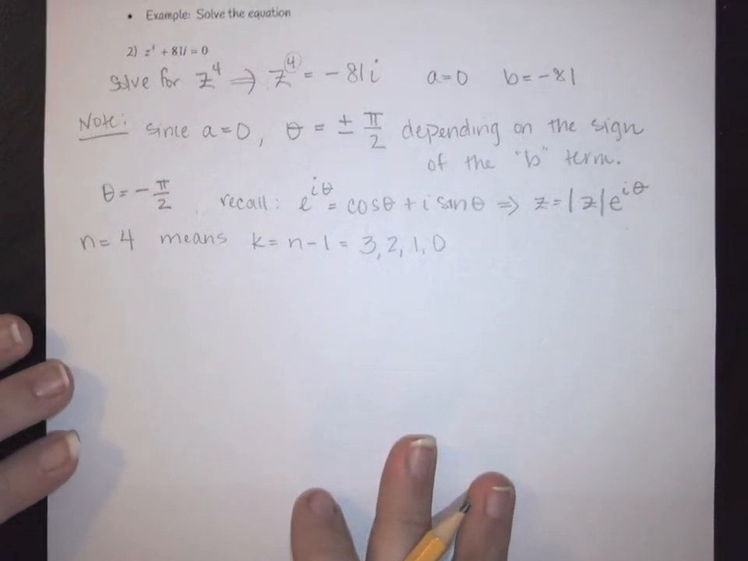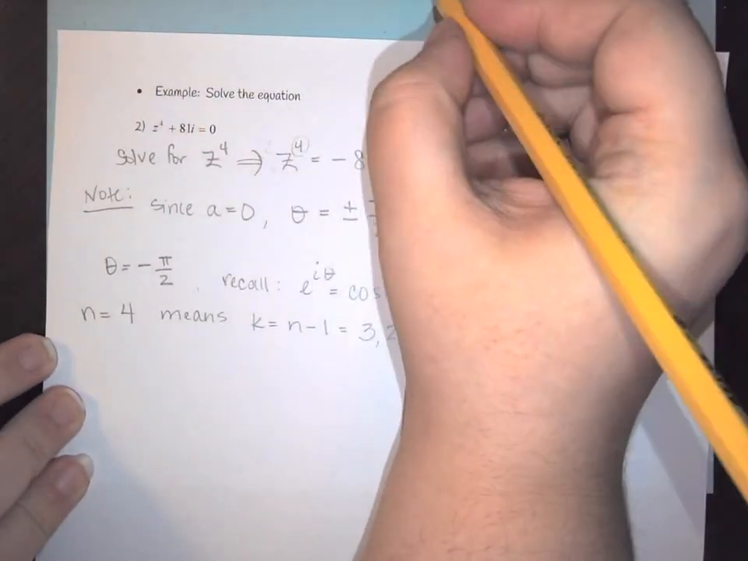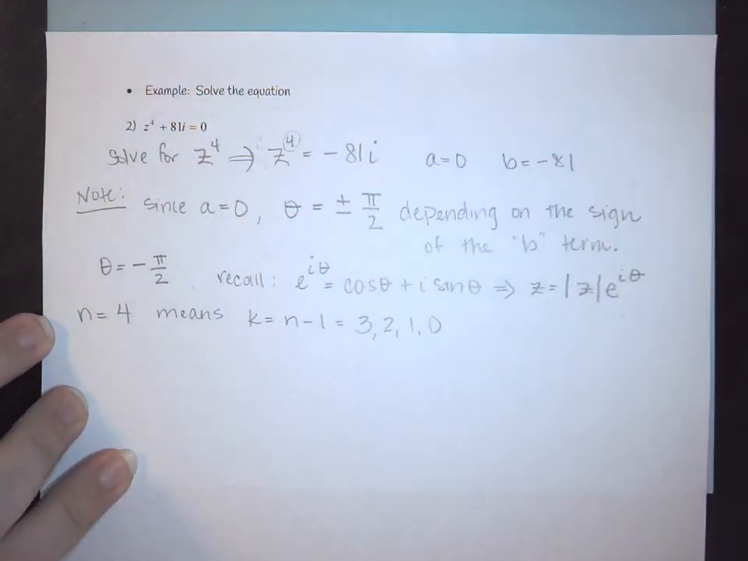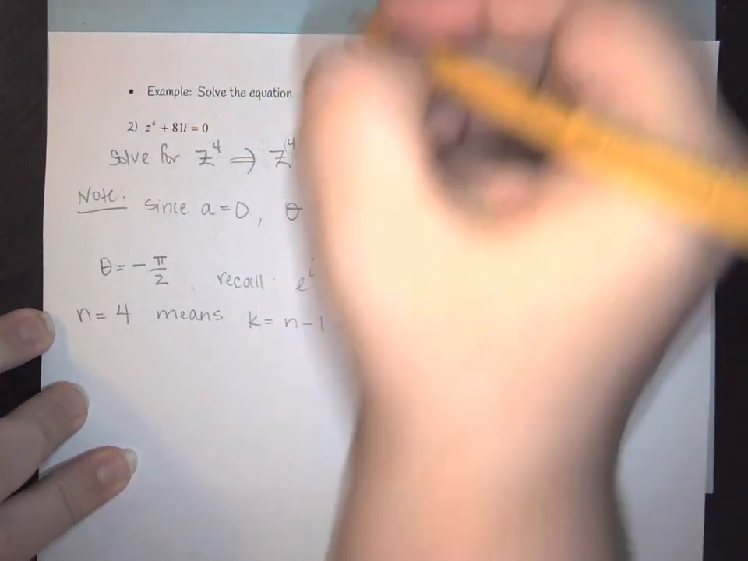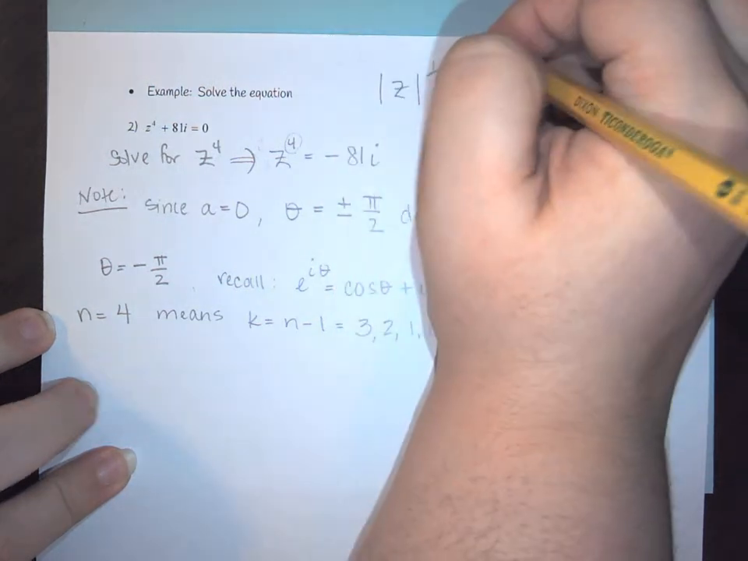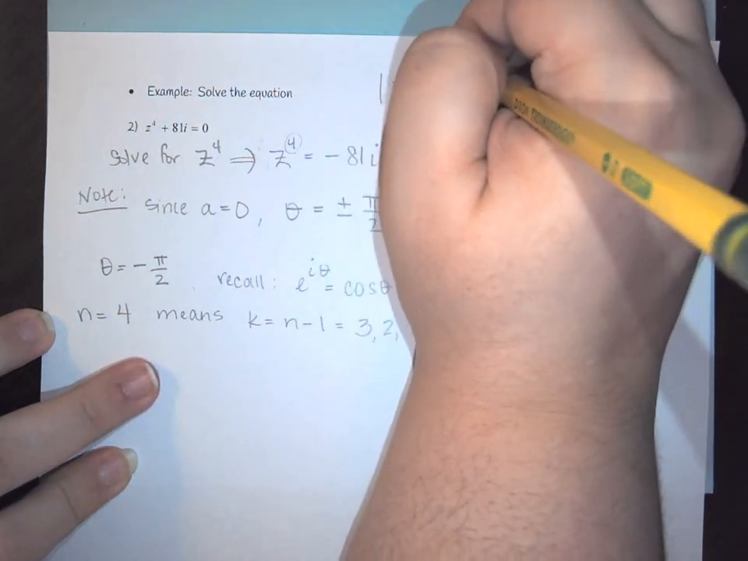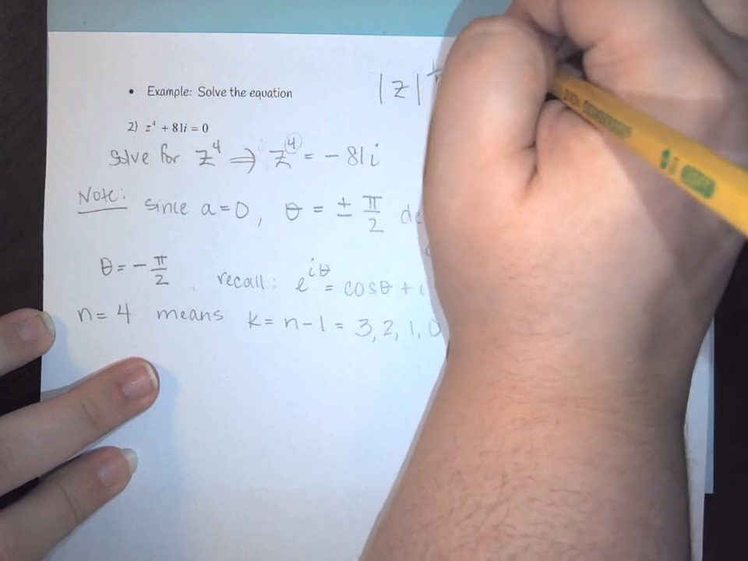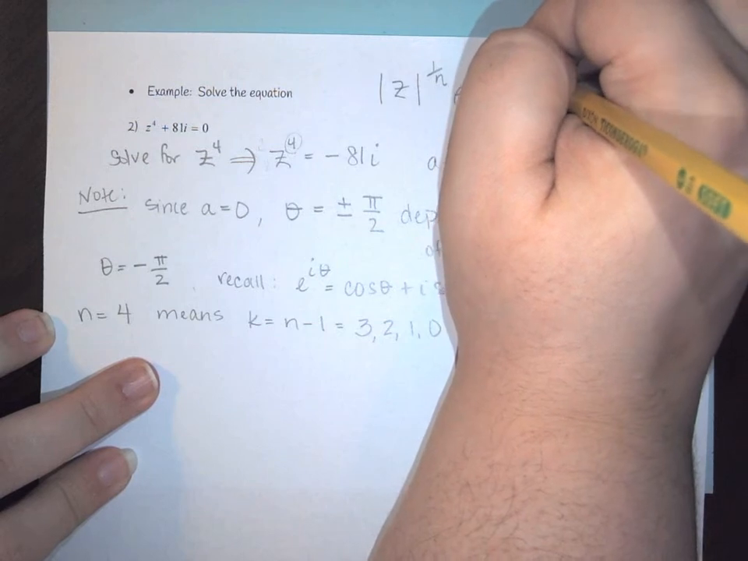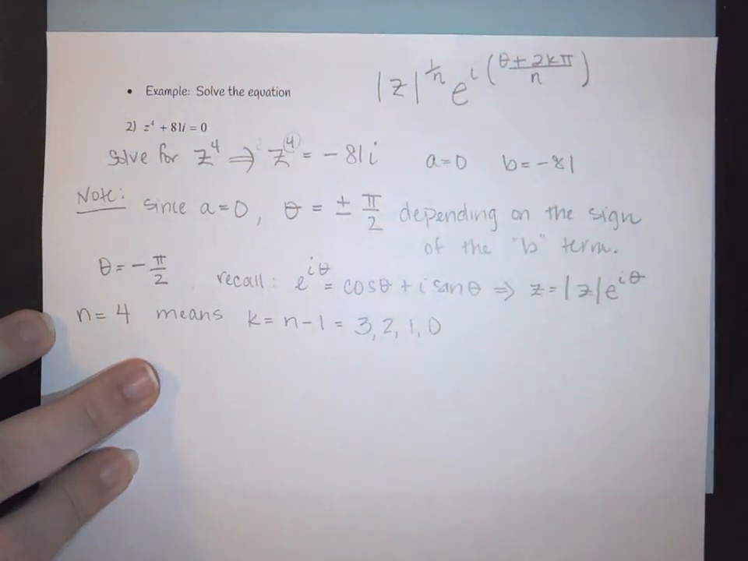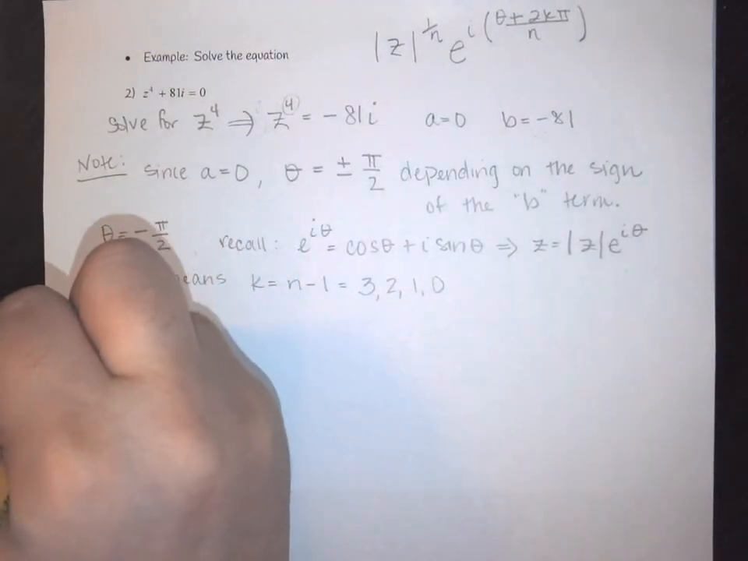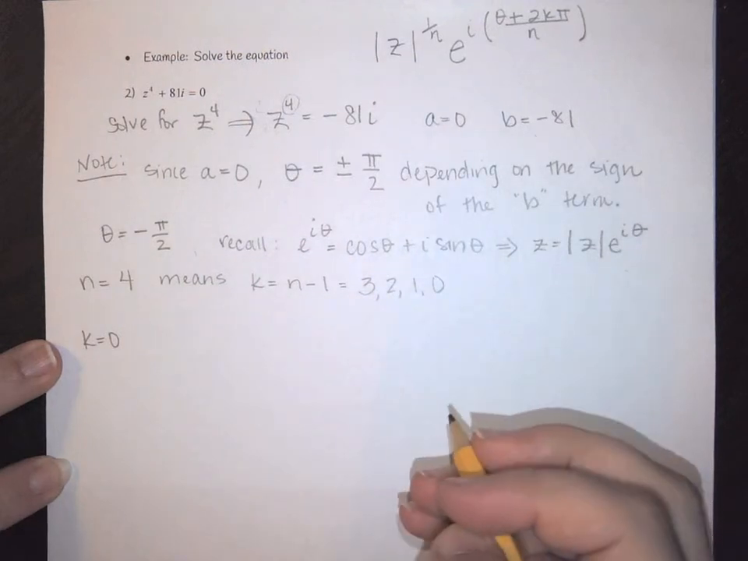So for this one, I am going to use Euler's idea, which is what we just used in the last problem, which says the magnitude of z to the 1 over n, and then e to the i times that stuff, theta plus 2k pi all over n. Okay, so we're going to use that idea. So let's go ahead and start. We're going to start at k equaling 0. So when we do that, we've got to plug in our information.